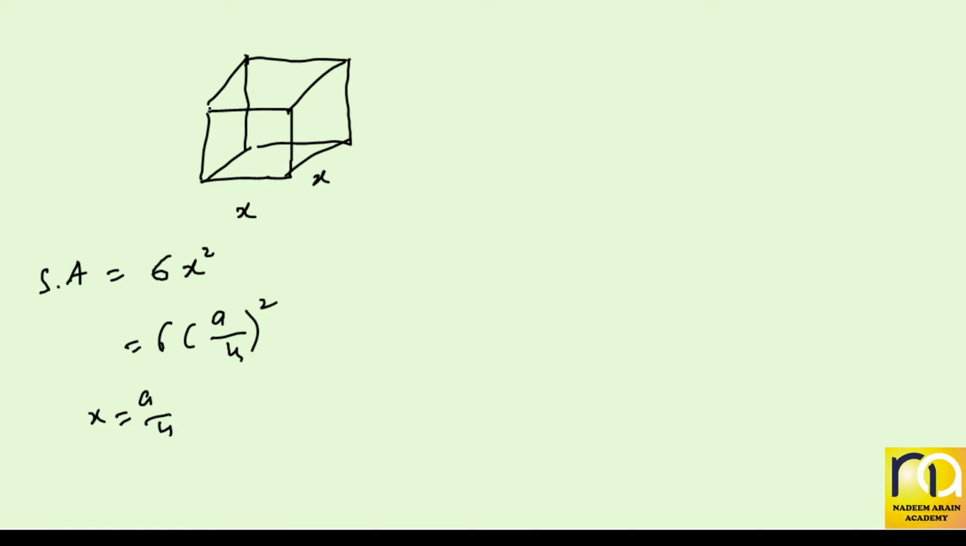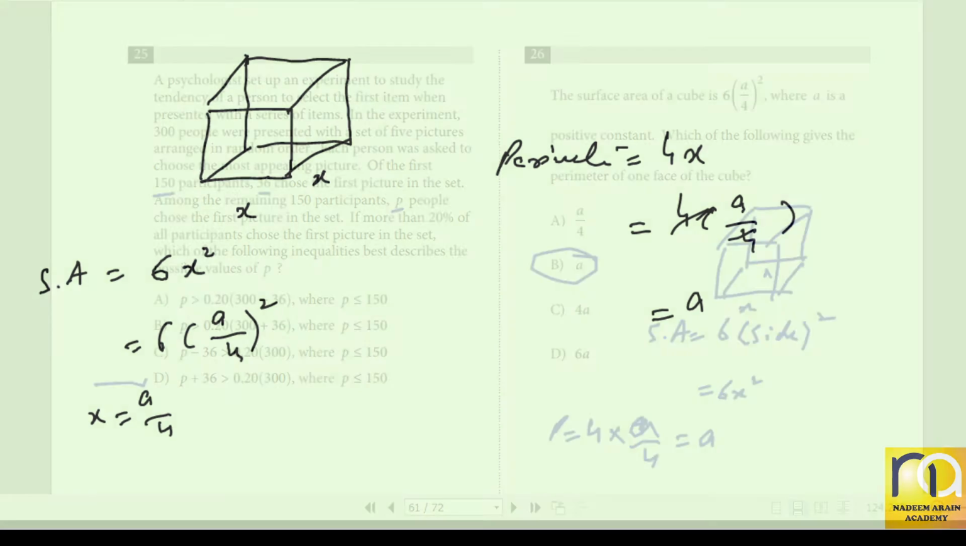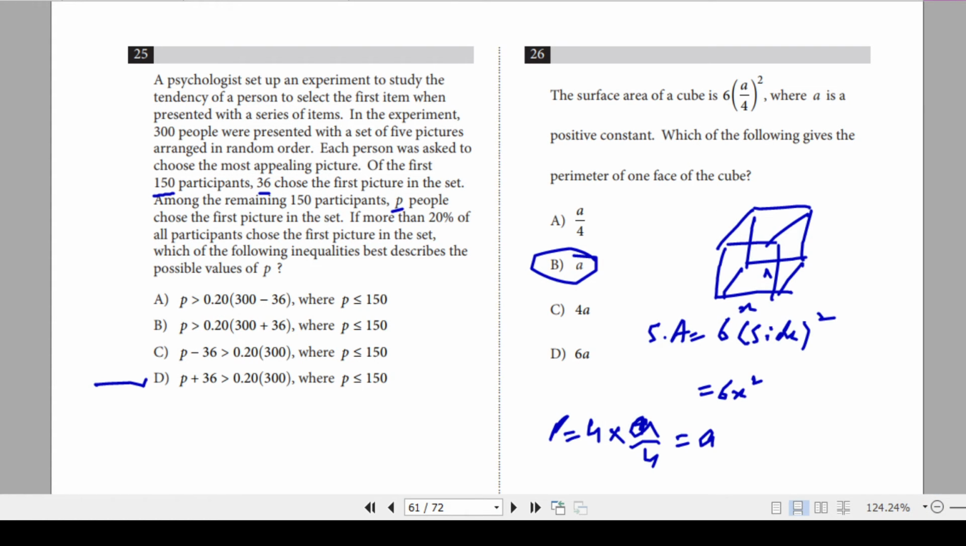Now he is talking about the perimeter of this face. Perimeter is the sum of all sides. So perimeter is 4x. Because we got x as A over 4, we write 4 times A over 4. So A is the perimeter. Okay, the perimeter is A. Alright, now you must have got it. The answer is A.